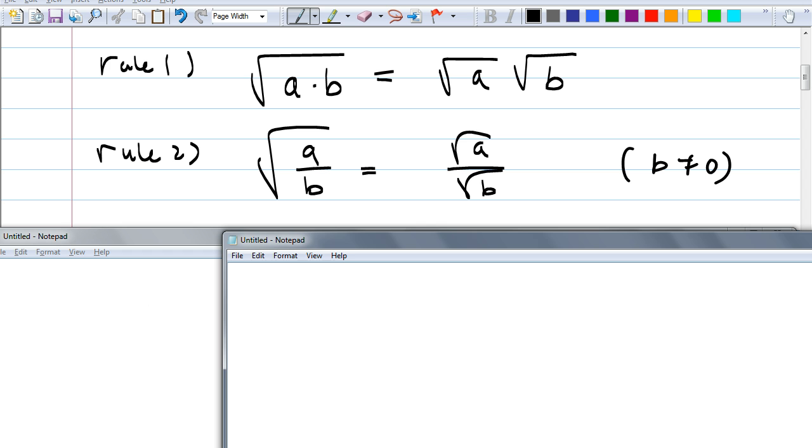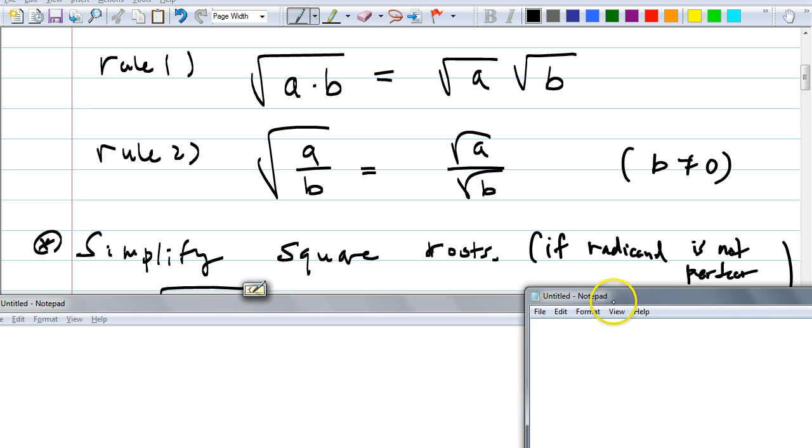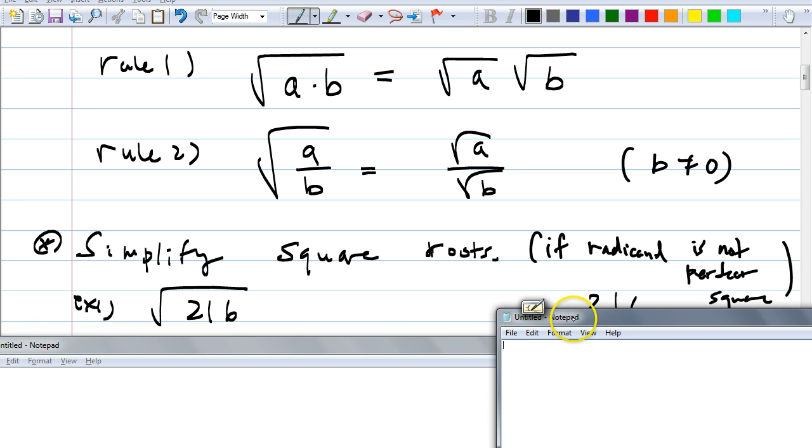Knowing these rules, we can simplify these irrational square roots. Last time we simplified rational square roots, like square root of 4, we knew it was 2. But what if you have an irrational square root? Some of these you can actually simplify. For example, something like this: simplifying square roots where the radicand is not a perfect square. Square root of 216. This is different from last time because we're used to having the radicand as a perfect square. Now we have 216.